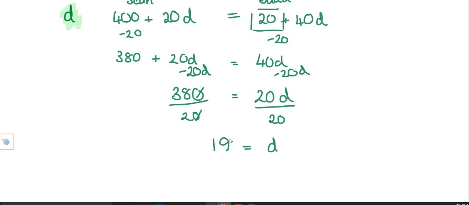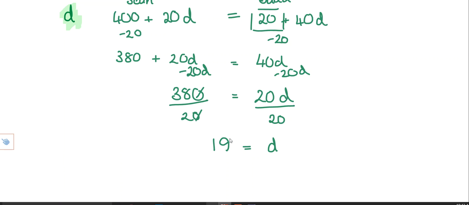So what does that mean? How long was the holiday? 19 days. Can you see how much easier that is? Yeah. How many shells did they have after 19 days?